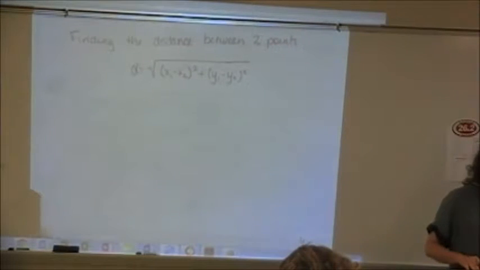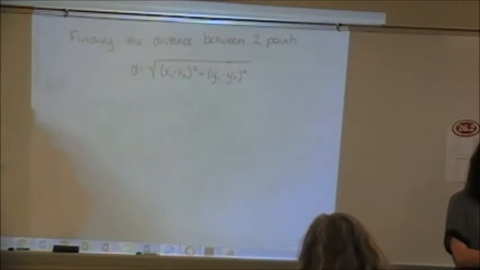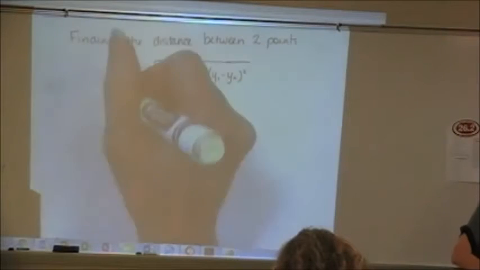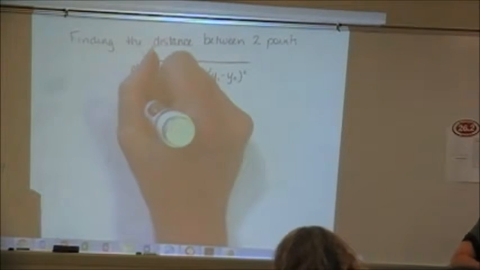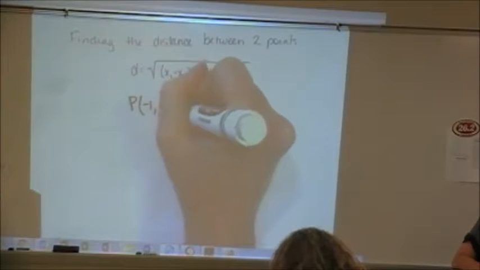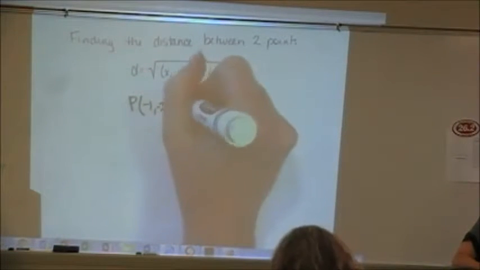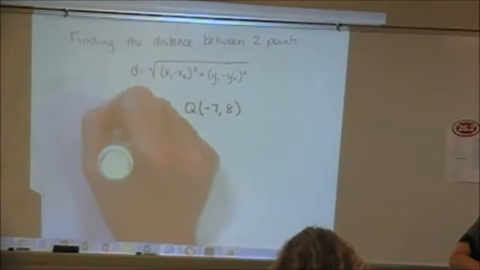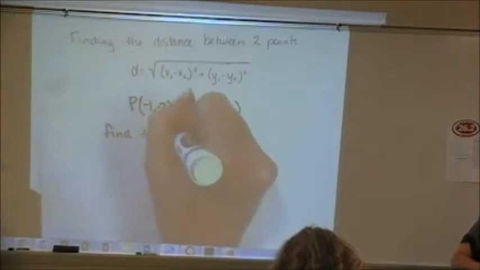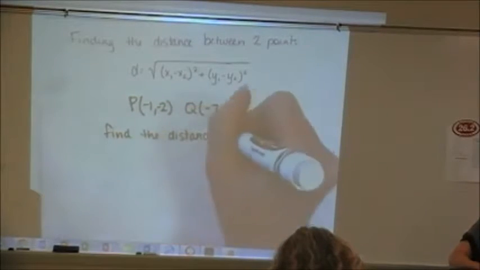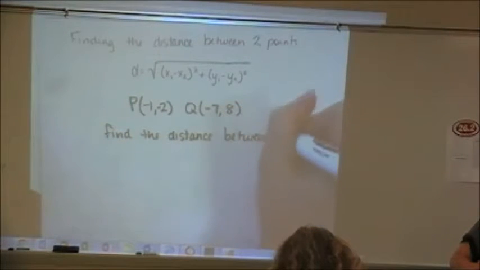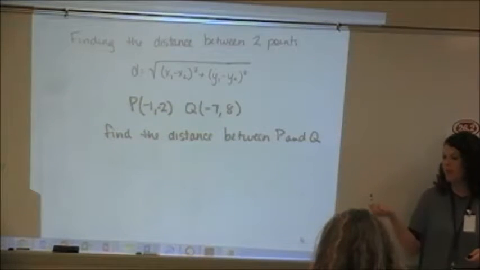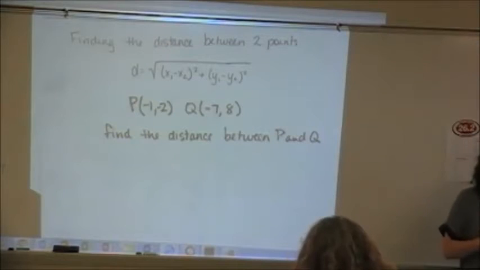That's distance formula. It is derived, or it comes from Pythagorean theorem. So they're going to give you 2 points, and they're going to ask you the distance between the 2 points. Or they might ask you the length of line segment PQ. It's the same thing as finding the distance.